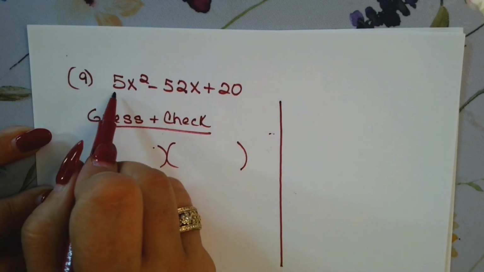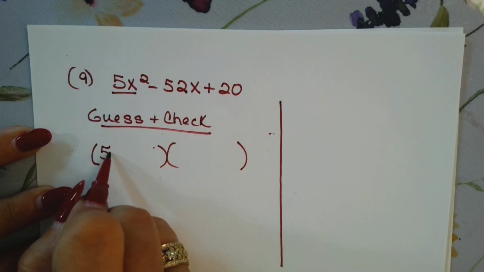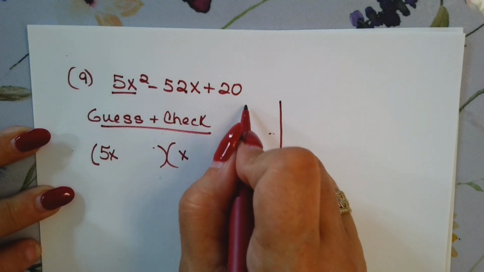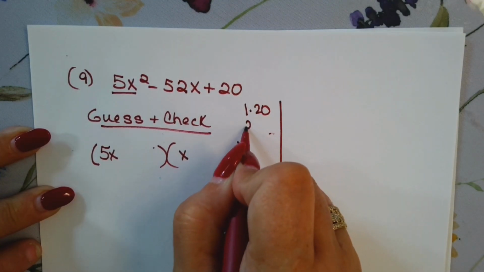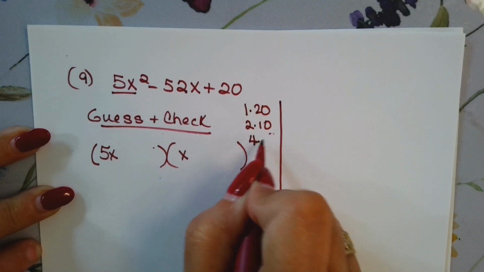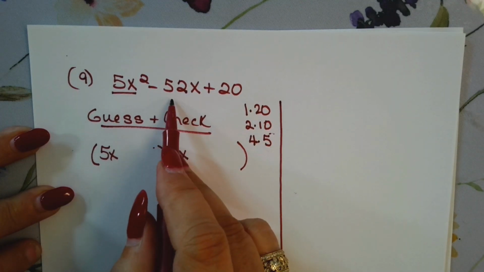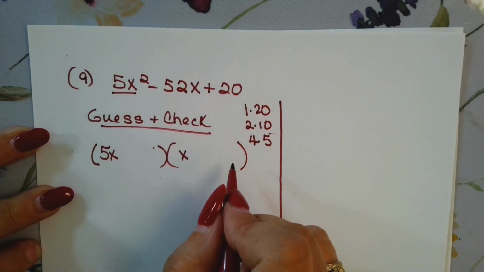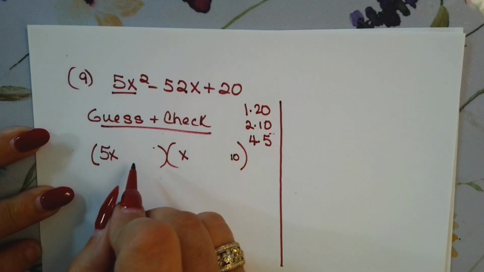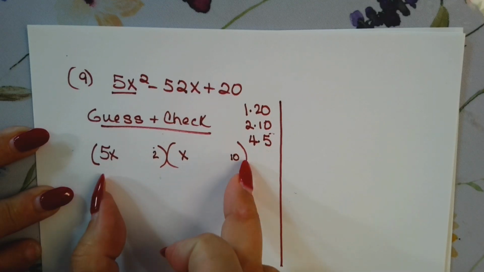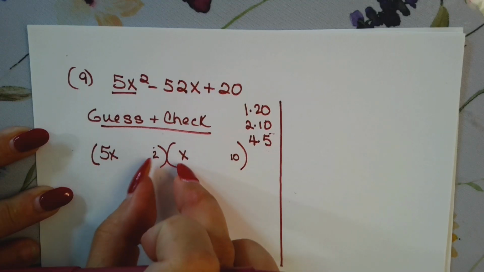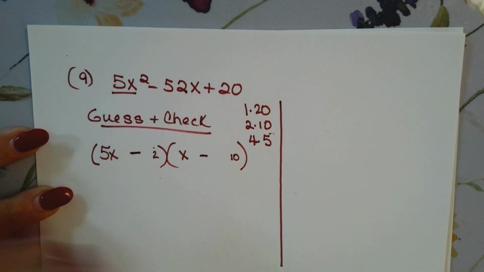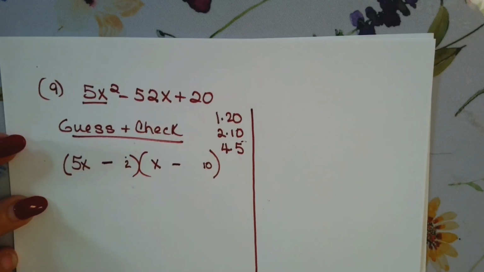So factors of 5x squared would be 5x and x. And then factors of 20. Well, we have several. We have 1 times 20. We have 2 times 10. We have 4 times 5. But we want to get 52. Remember, we have to take into account this 5 here. So if I do 10 here and 2 here, 10 times 5x, that's 50, and that's 2x. If they're both negative, that'll work out fine. So this one is correct, and it's using guess and check.